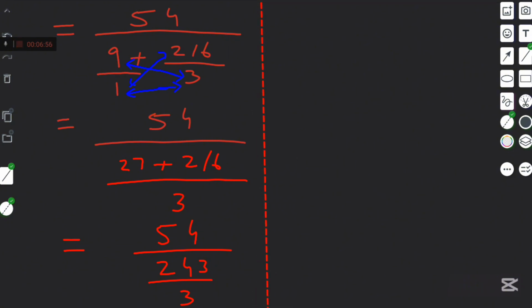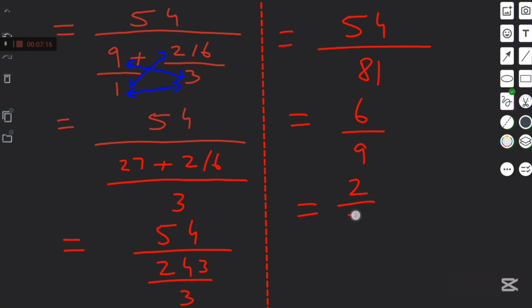you can write equal to 54 divided by 81. Okay, further we can write this is 6 over 9, and then it is 2 over 3. So this is our final answer.